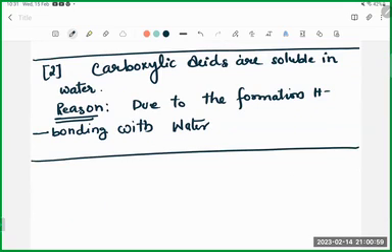So these two physical properties you need to remember. They are very, very important. But when you go higher, solubility decreases. Let me mention this point.